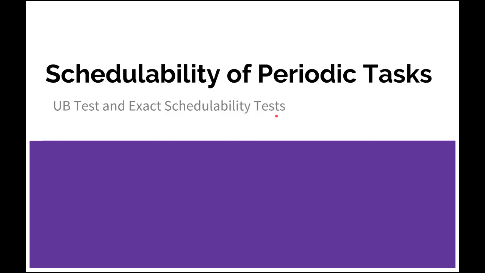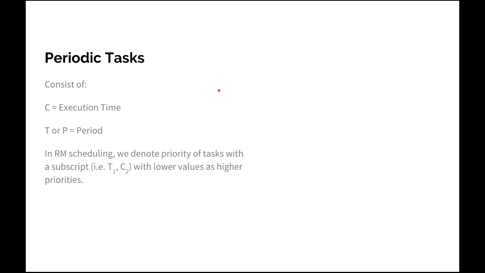Hi, we are going to look at the schedulability of periodic tasks in real-time systems using the UB test and the exact schedulability test. So first we have this idea of a periodic task. A periodic task has a certain amount of execution time and a period in which it occurs.